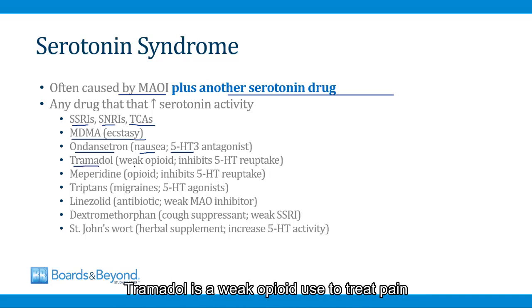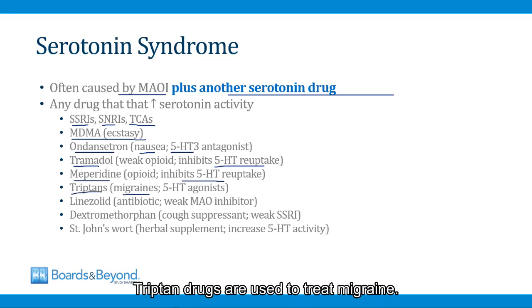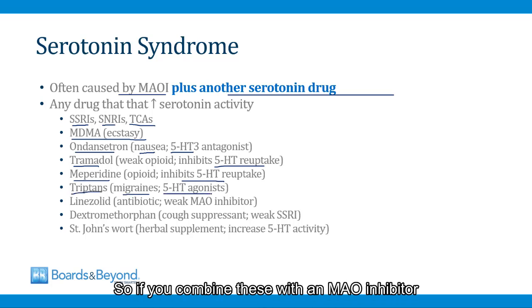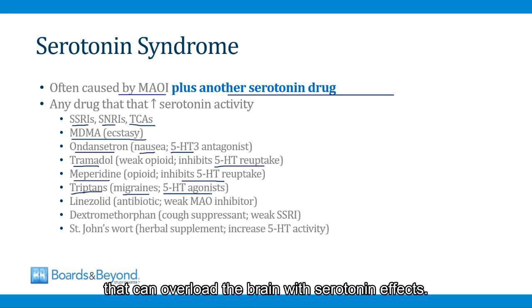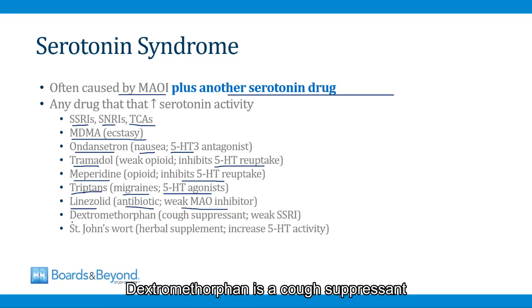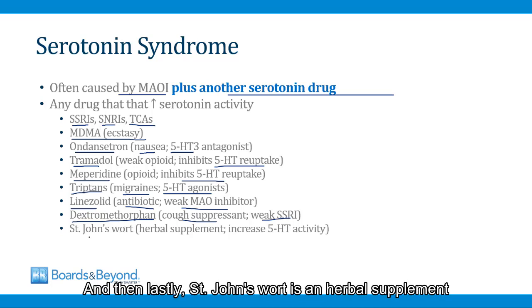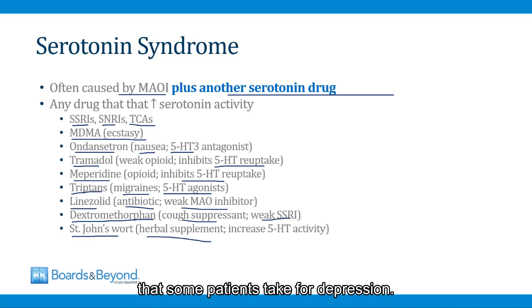Tramadol is a weak opioid used to treat pain, and it inhibits serotonin reuptake. Meperidine is also an opioid that blocks serotonin reuptake. Triptan drugs are used to treat migraine. They are all serotonin agonists, so if you combine these with an MAO inhibitor, that can overload the brain with serotonin effects. Linezolid is an antibiotic that's a weak MAO inhibitor. Dextromethorphan is a cough suppressant that is a weak SSRI. And then lastly, St. John's wort is an herbal supplement that some patients take for depression. It works by increasing serotonin activity.